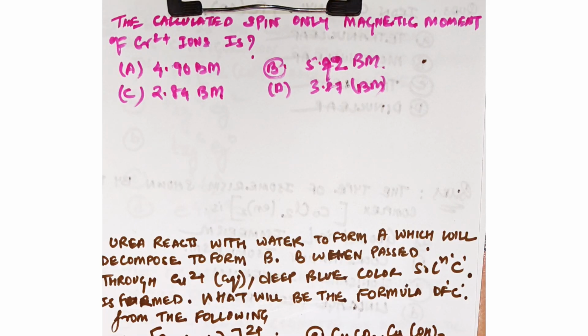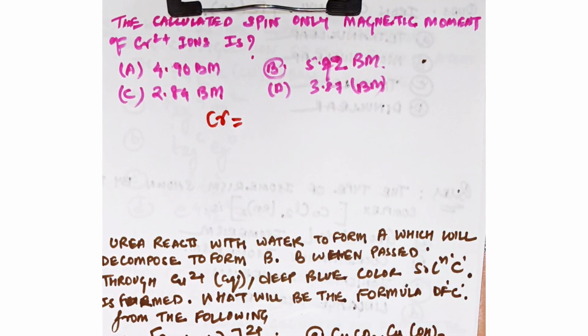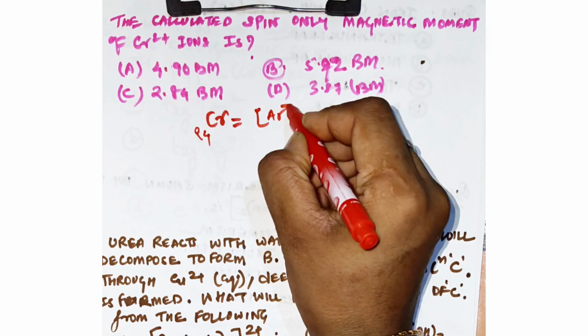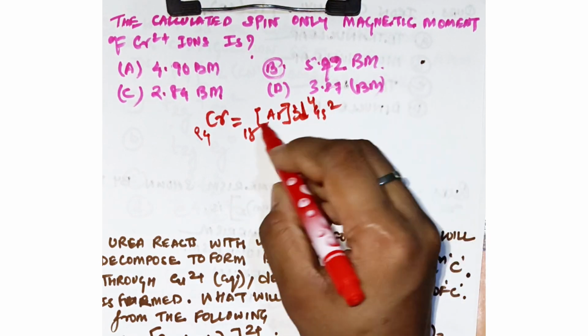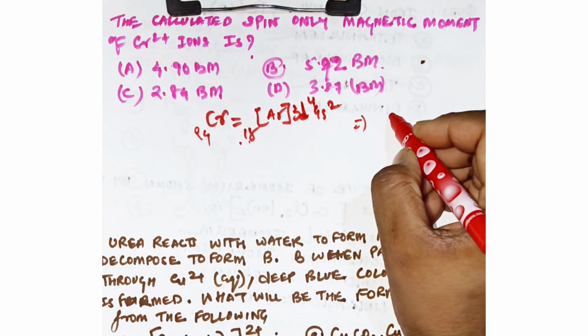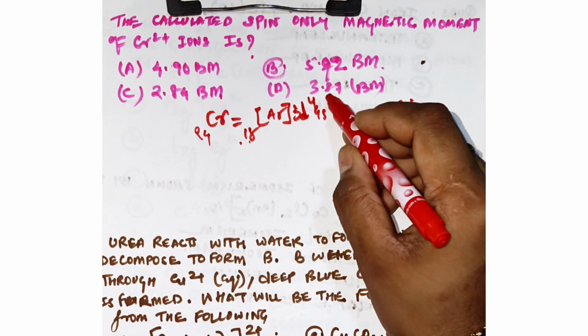So the question is, the calculated spin only magnetic moment of Cr2+ ion you have to find. So chromium, what is the atomic number? It is 24, so it is argon 18, 4s2 3d4, so 18, 19, 20 plus 4, so 24. Now Cr2+, that means how many electrons now? Cr2+ means 2 electrons gone. Okay, 2 electrons gone from which one?